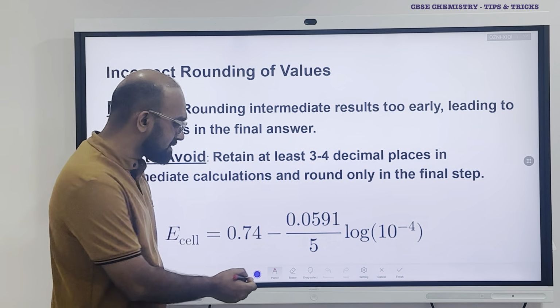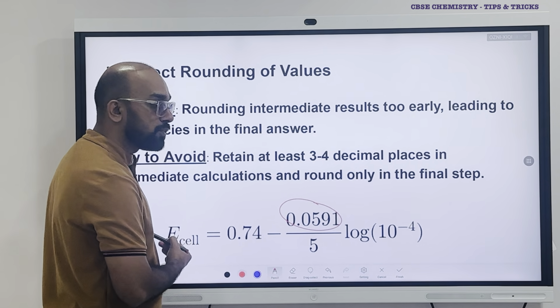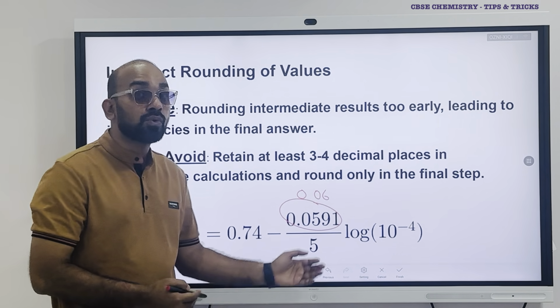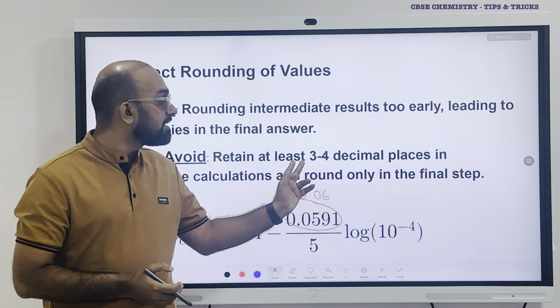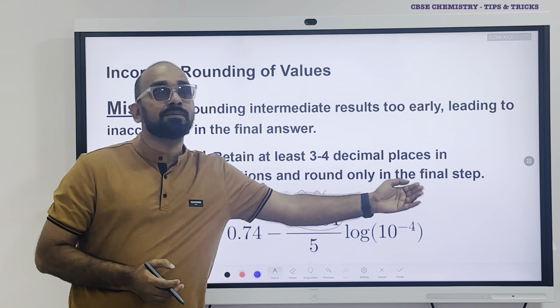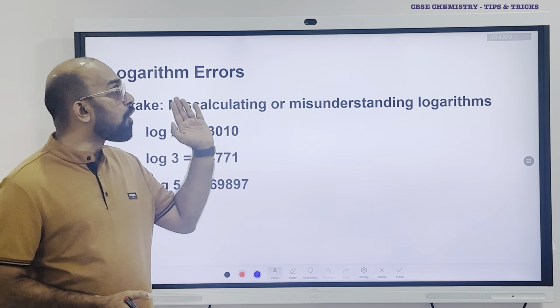For understanding, I'll give an example. See, for example, this value, what will most of the students do? They will round it off as 0.06. So your answer will not be correct. So try to retain 3 to 4 decimal places in the intermediate steps, and in the final step you can round off. Okay.